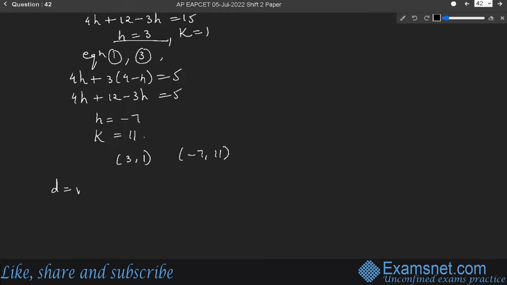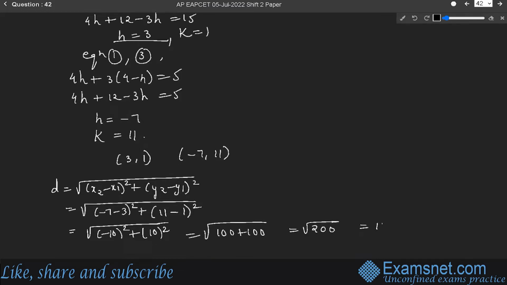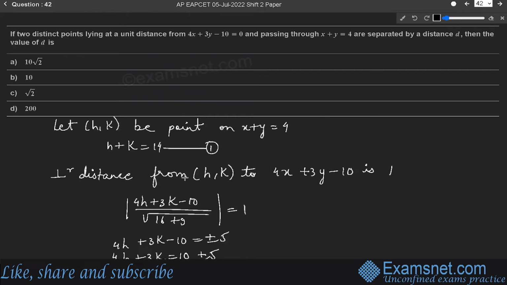So distance will be equal to under root of (x2 minus x1) square plus (y2 minus y1) square, which will be equal to under root of (minus 7 minus 3) square plus (11 minus 1) square, which will be equal to under root of (minus 10) square plus (10) square. So it will be equal to 100 plus 100, which is equal to under root of 200, which is equal to 10 root 2. Therefore, we can say that the distance here is 10 root 2. So option number A is the correct option for this question.